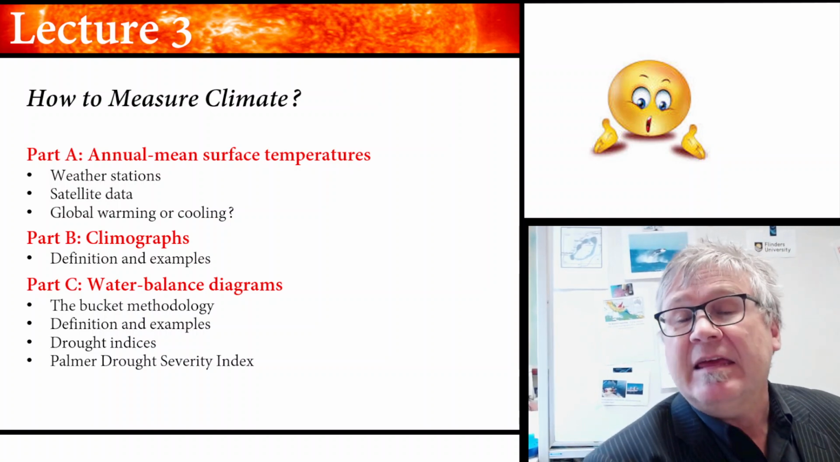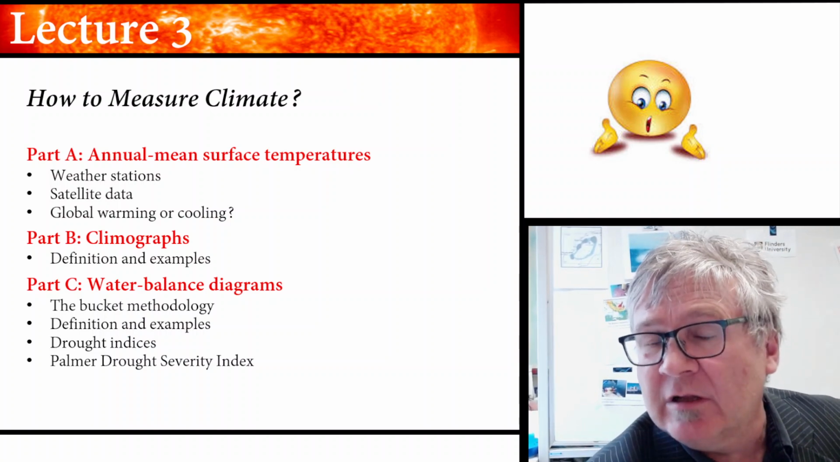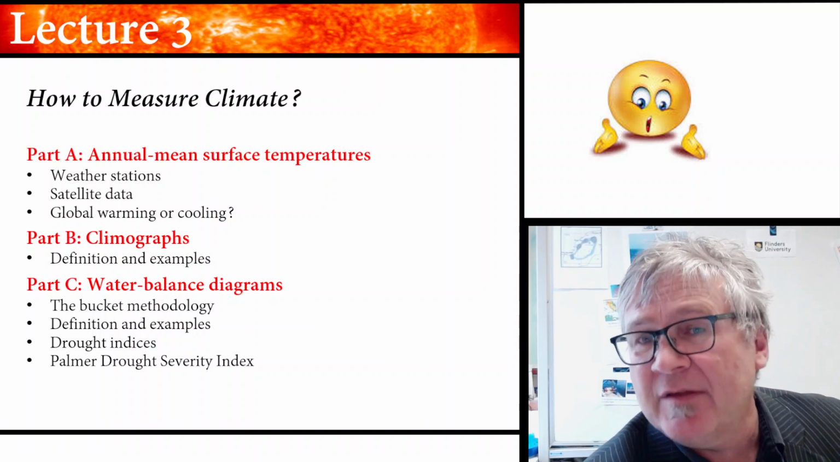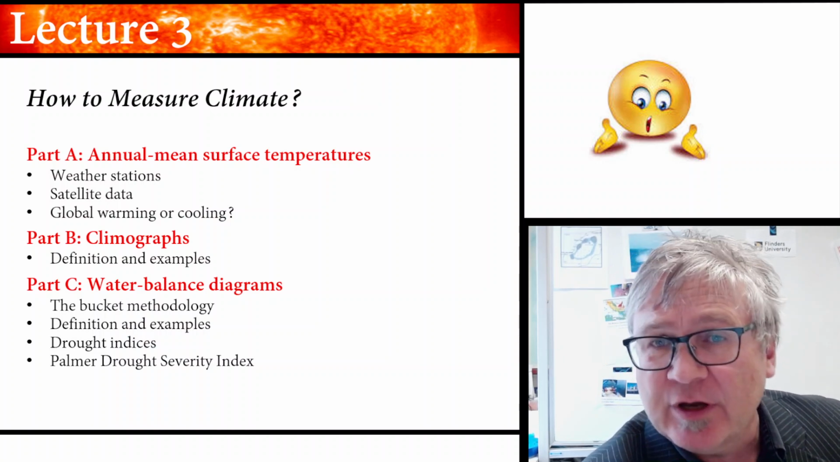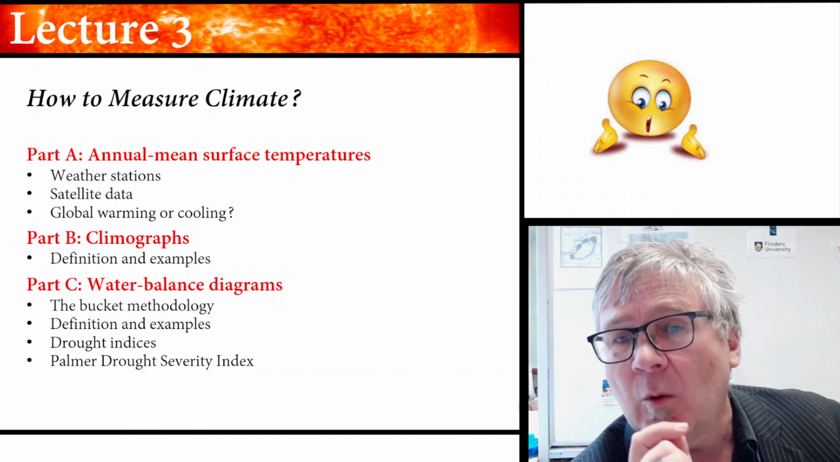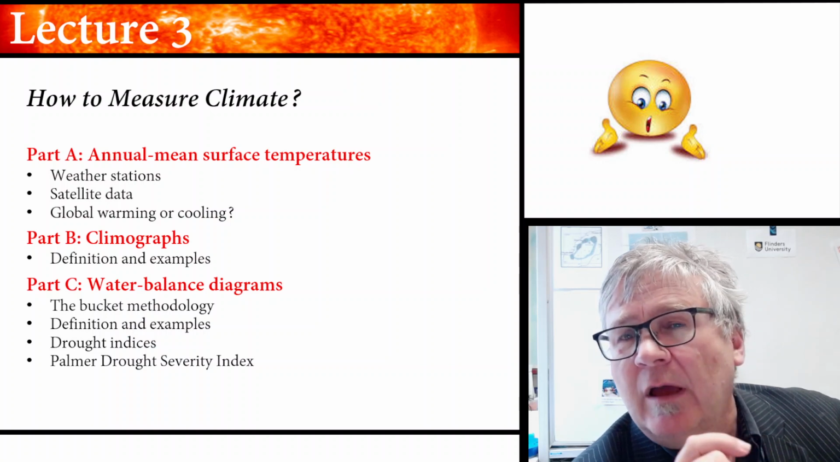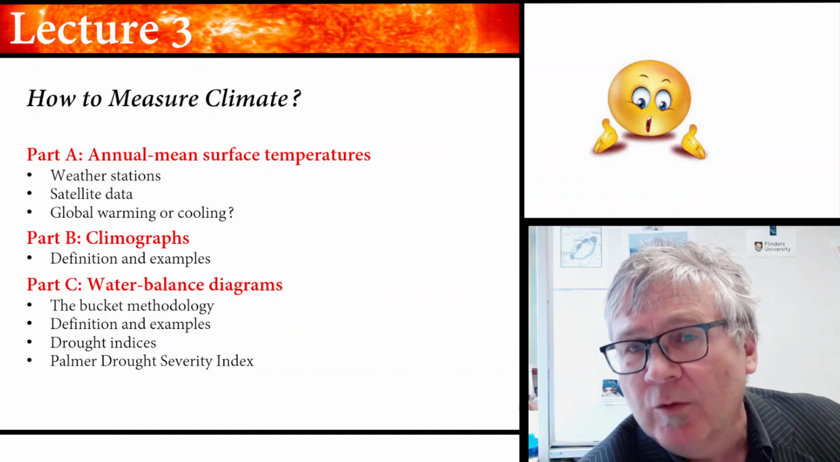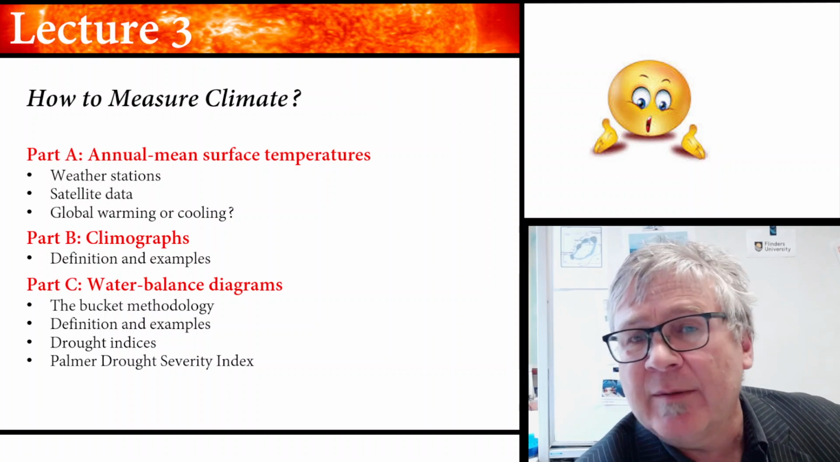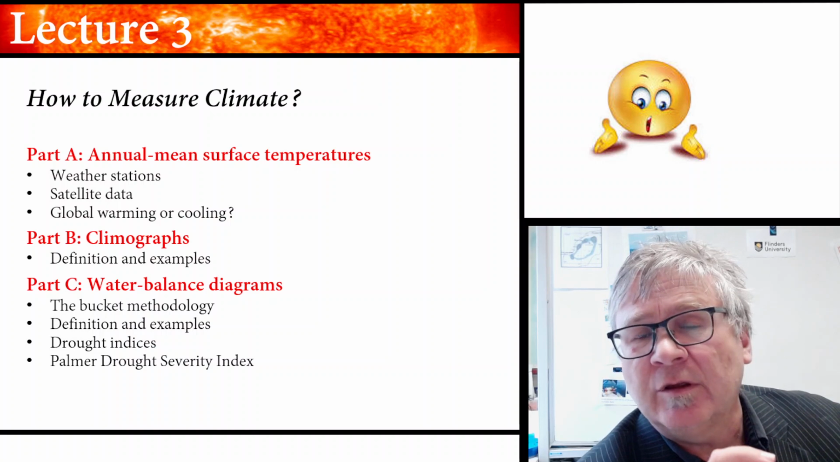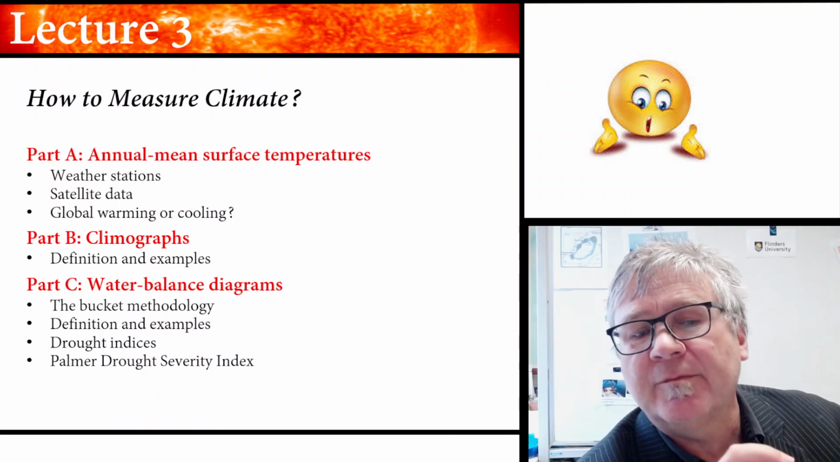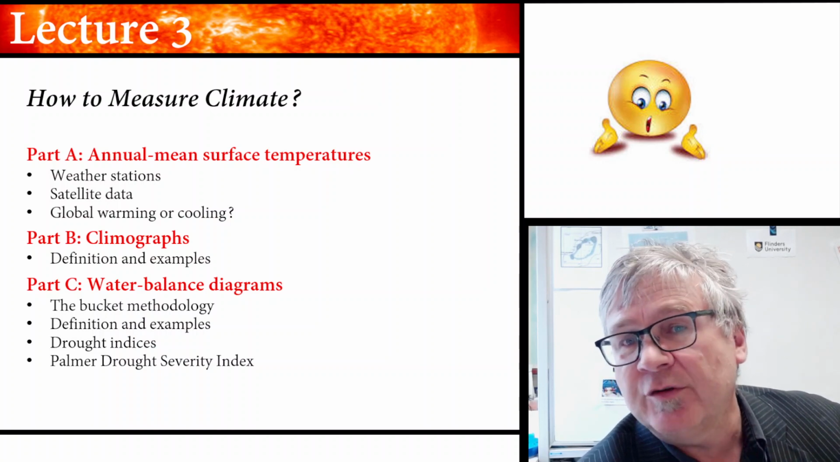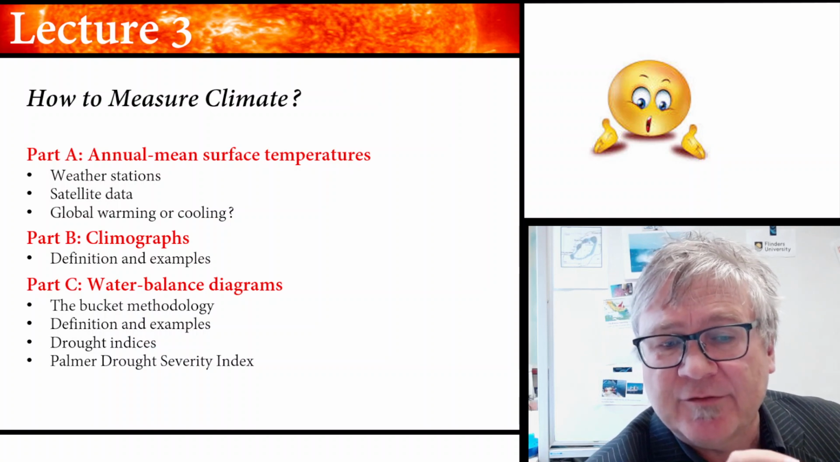In part B, we focus on regional climates, on measurements of temperature and precipitation from weather stations, and I want to show you a method how you characterize the climate of a region using so-called climographs. Okay, I can show you several examples of climographs.